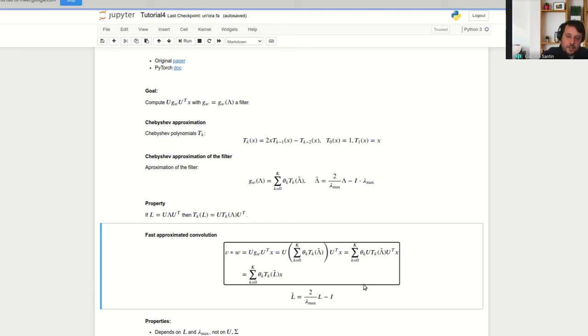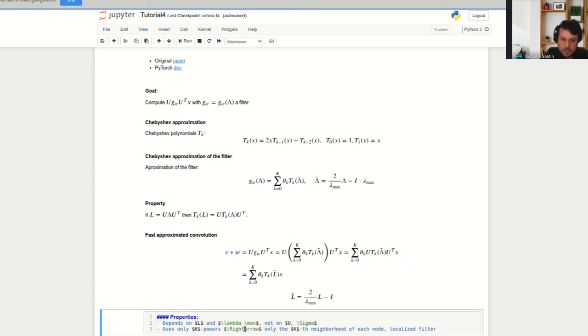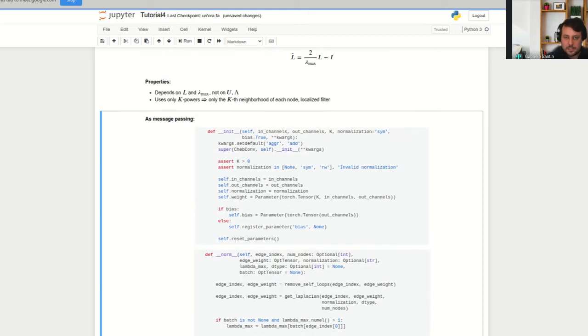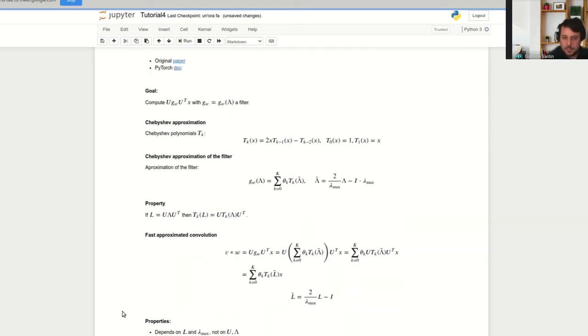This is very nice and can be used, and there are at least two reasons why it's nicer. The first is that the convolution, if you look at the right hand side, depends only on L tilde, which is derived from the Laplacian, not the spectrum of the Laplacian. So we don't need to compute U and lambda. We just need to compute the maximal eigenvalue, lambda max.